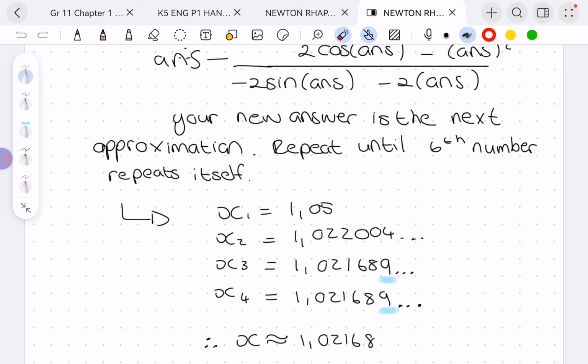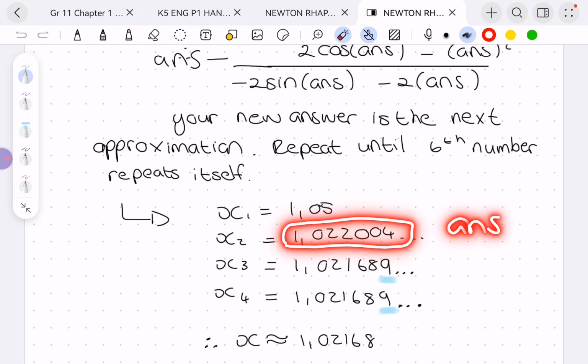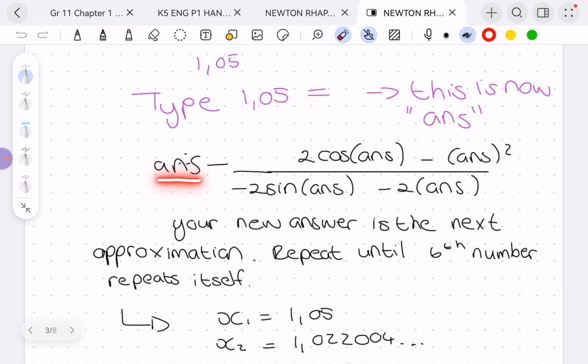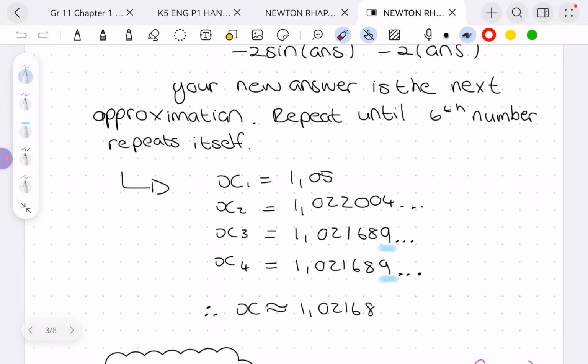Okay, so we have a new answer. This is now our answer button. Now I'm doing that again. Now that red answer minus 2 cos answer minus answer squared over that whole thing will give you a new answer, 1,021689. Good. It's not being repeated, so I'm going to do it again.